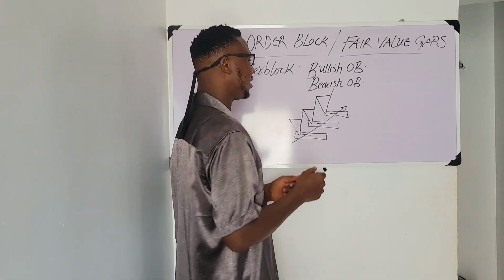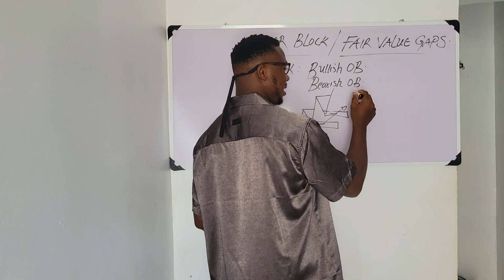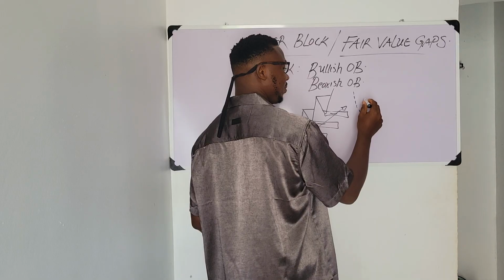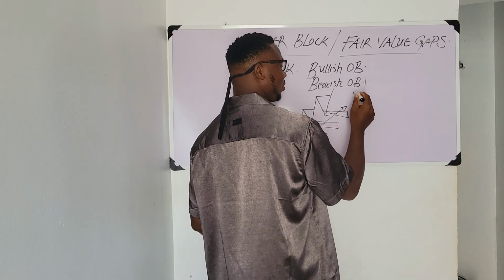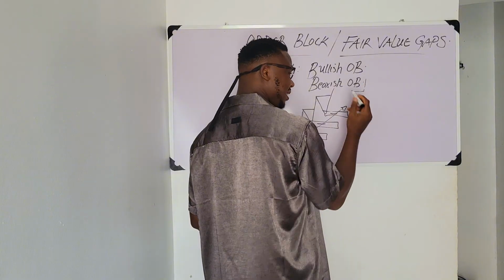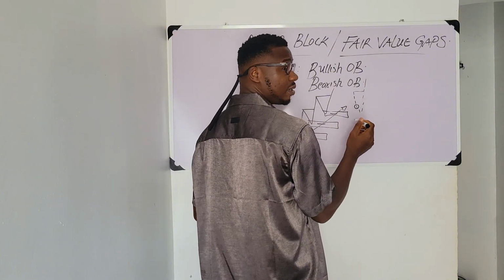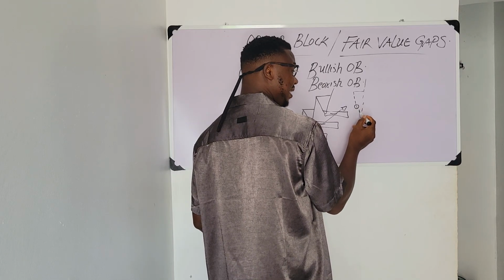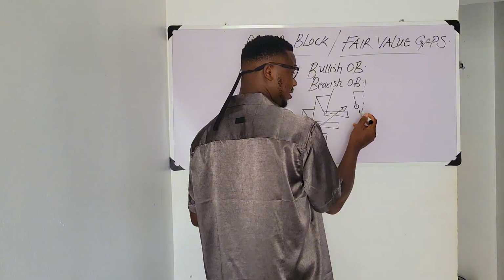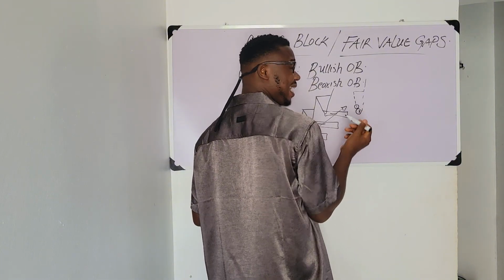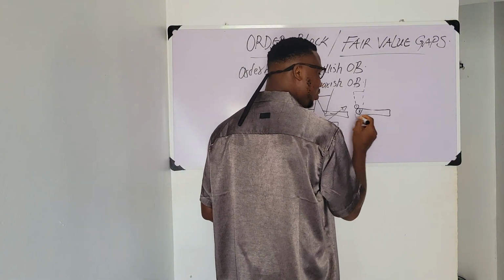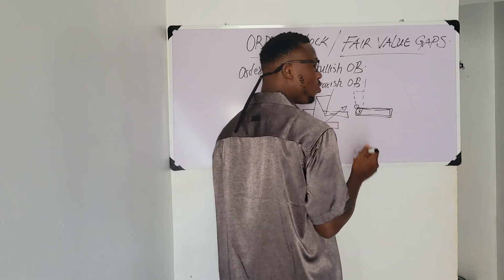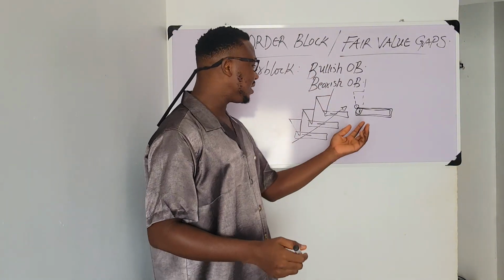Let's take for instance, this is coming down, coming down, coming down. At a point, it starts going up to break structure. So the last red candle, that is, if this is a green candle, and in the chart this one is a red candle, then this becomes our last red candle. That last red candle is your order block. You can see it is around the demand zone.